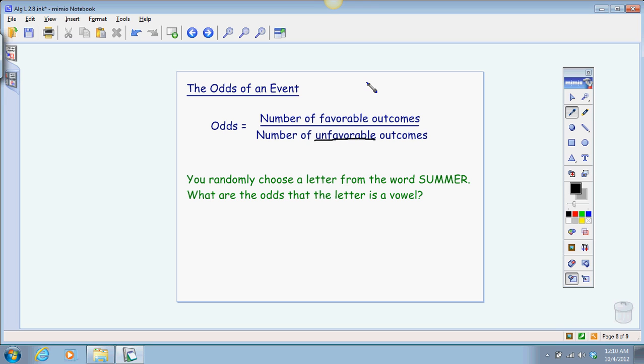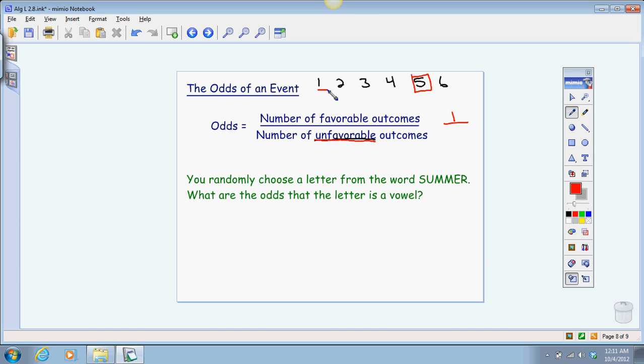So, for example, I rolled a number cube, a die, and I could get a 1, a 2, a 3, a 4, a 5, or a 6. Well, let's say, what are the odds that I get a 5? So the number of favorable outcomes is just 1 because there's only one 5 that's going to appear. But instead of comparing it to saying there's 6 total, I compare it to the number of times there's not a 5 that's going to come up.